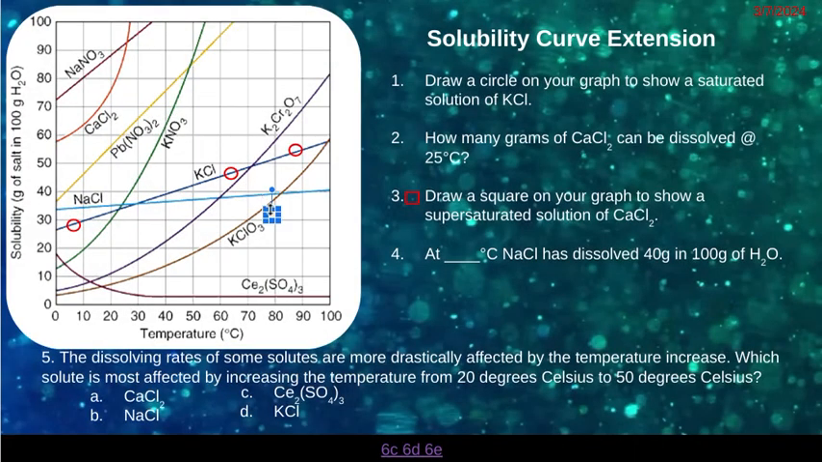Now, if you had put one way down here, that would have been wrong. If you'd put it over here, even though it's close to the line, that's not on the line. It has to be on the line. All of these areas where I'm putting it are wrong. So that would be number one. It's showing a saturated solution. Anywhere above the line would be supersaturated. Anywhere below the line would be unsaturated for KCl.